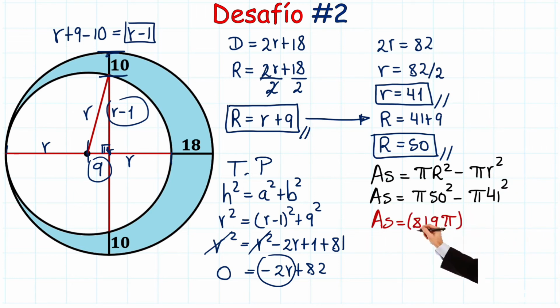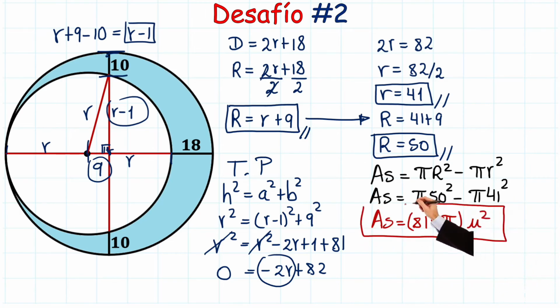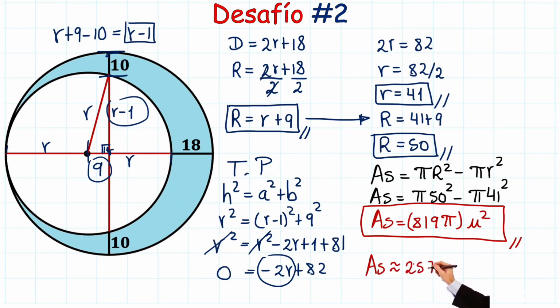And all these are square units. Fascinating, tiny, spectacular. We now have the exact shaded area, and I'll also leave the approximate shaded area around here. The shaded area of this figure is approximately 2,572.96 square units. Spectacular.